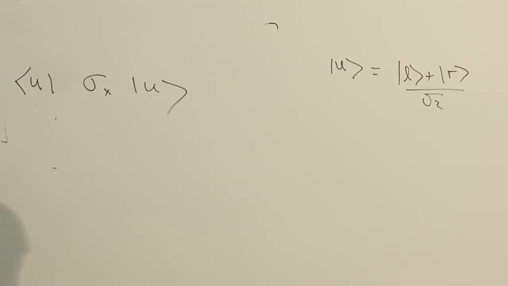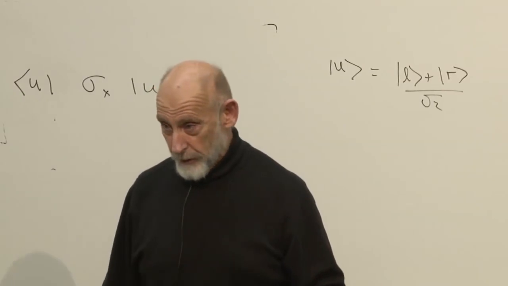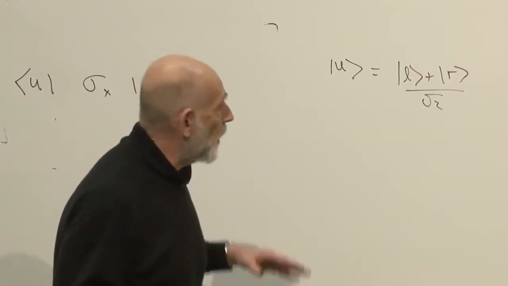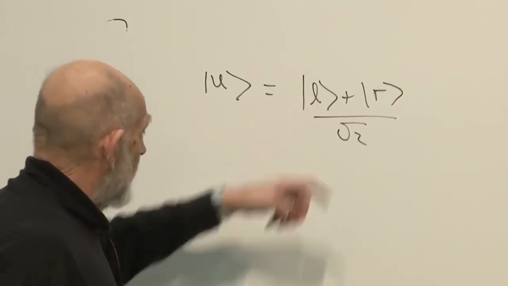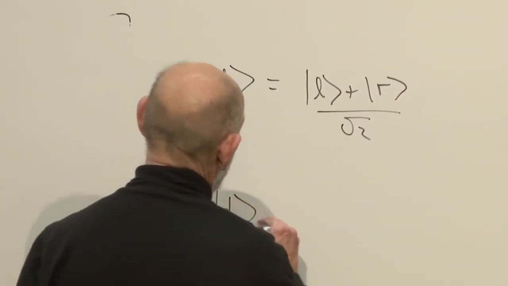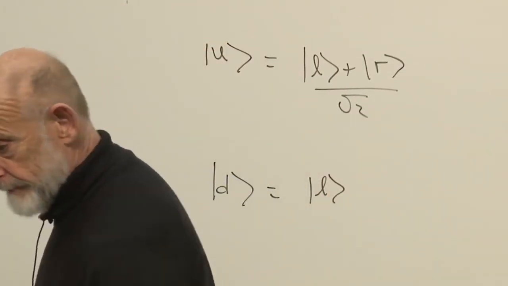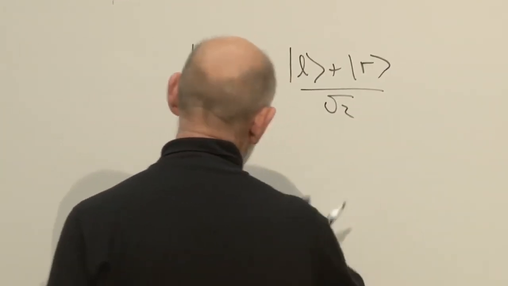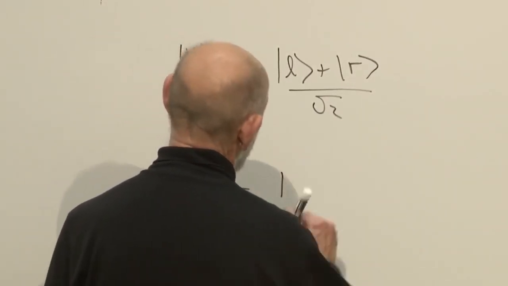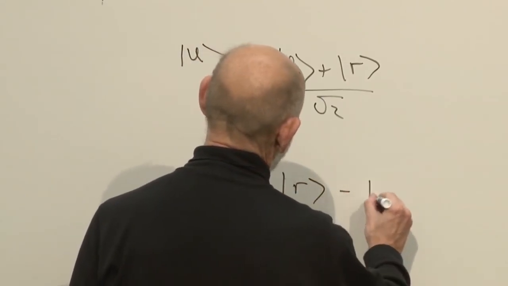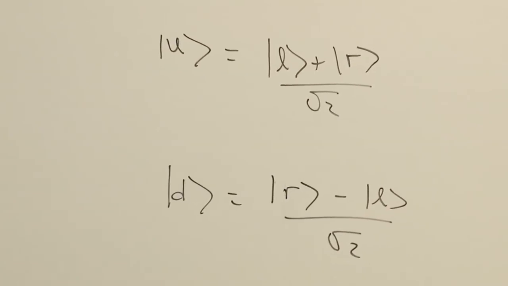We originally defined left and right to be up plus or minus down over the square root of 2, but then we can solve for up and down in terms of left and right. Down is right minus left, over root 2. So all we have to do is plug them in.